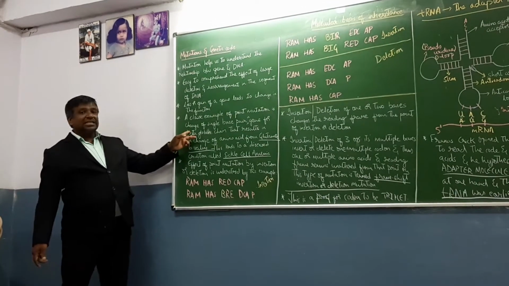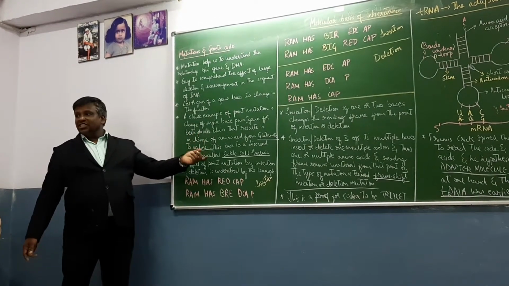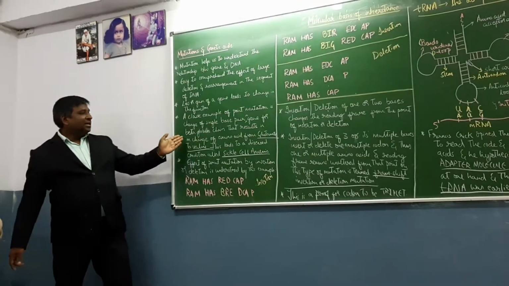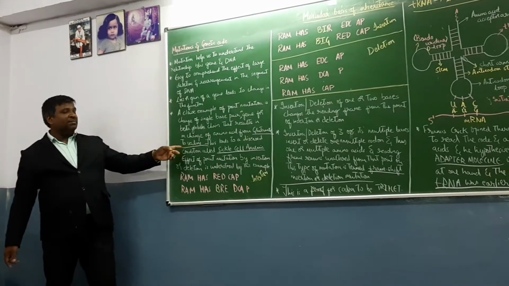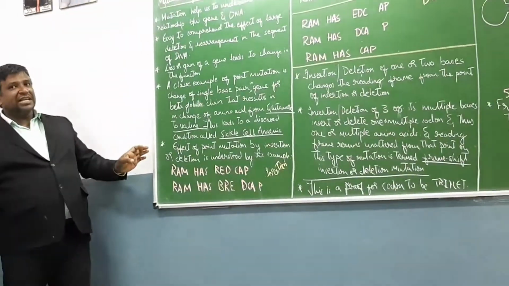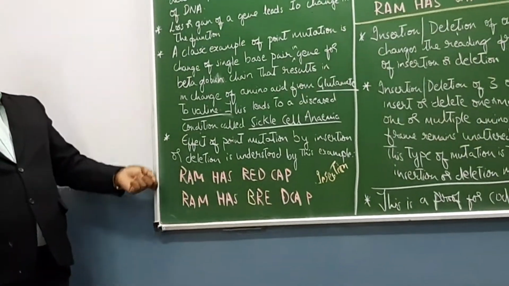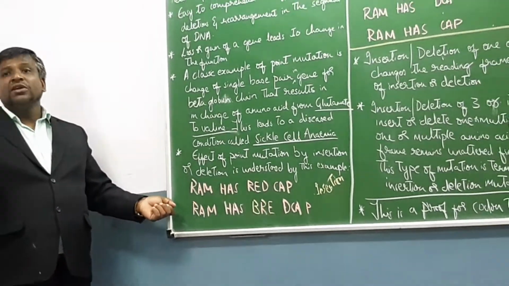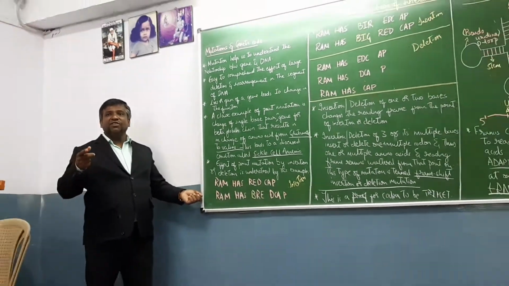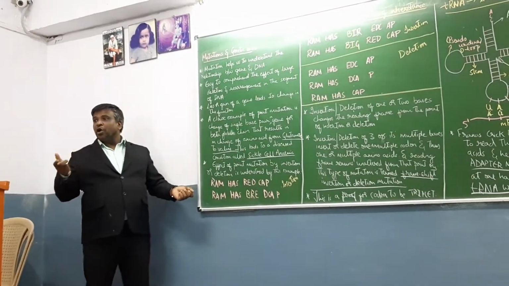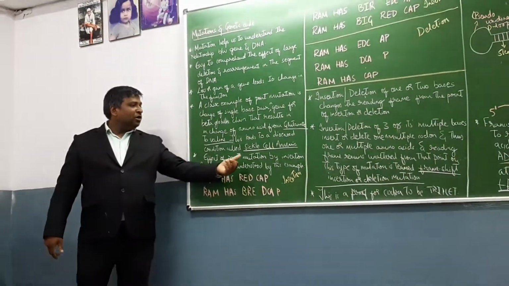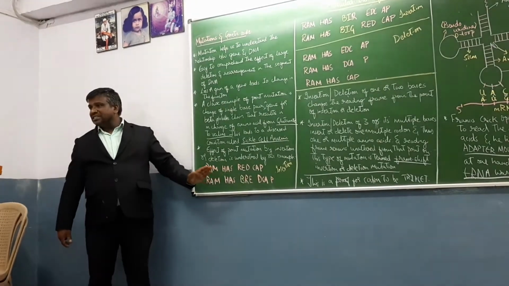Here we are discussing a single base pair in a gene. If it changes, it changes the characteristics. The change of amino acid from glutamate to valine leads to a disease called sickle cell anemia. We have already discussed sickle cell anemia in detail. The other effect we call frame shift mutation. The effect of point mutation or frame shift mutation by insertion or deletion is understood by this example.